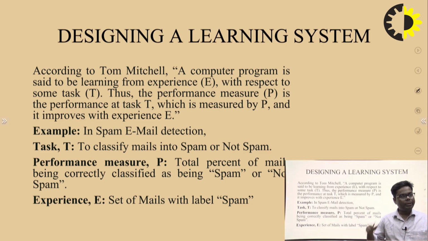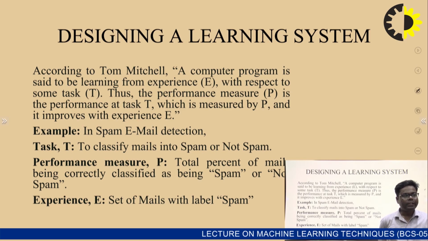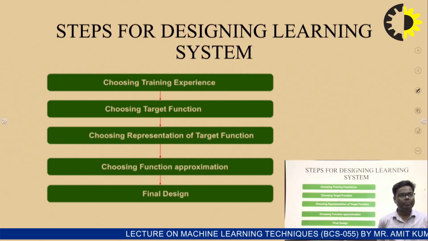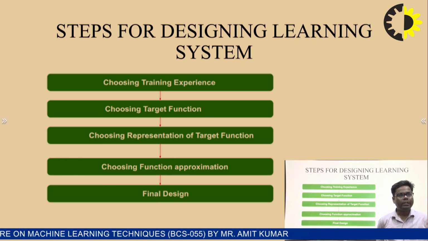Now, the next topic is designing a learning system. According to Tom Mitchell, a computer program is said to learn from experience E with respect to some task T and performance measure P, if its performance on task T, as measured by P, improves with experience E. Example: in spam email detection, the task is to classify mail into spam or not spam, the performance measure is what total percent of the mails are correctly classified as spam or not spam, and the experience is a set of mails with labels.